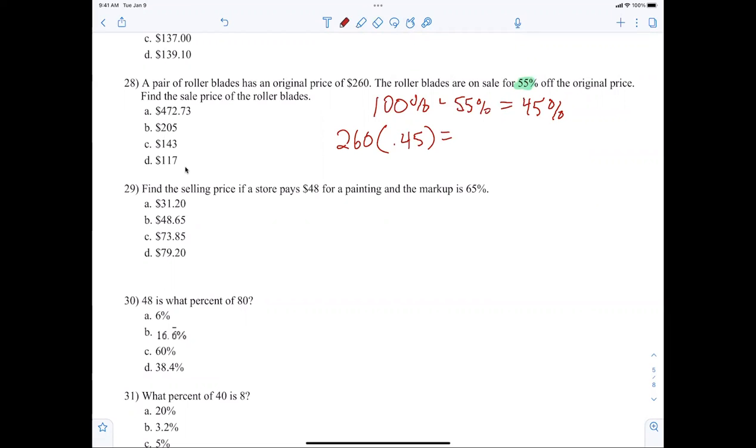Help me, people. 143. Is it 143? No, 117. Is it 117 or 140? Well, come on now. 117. Do the work on the calculator. Come on.